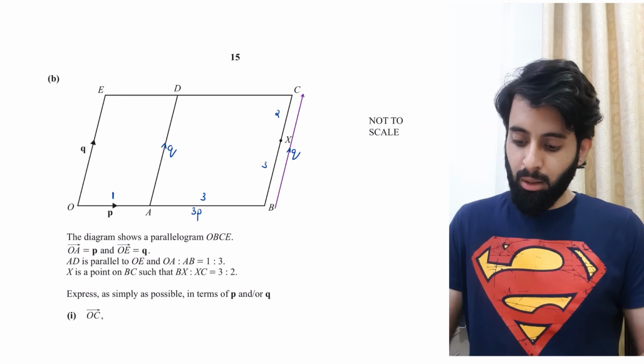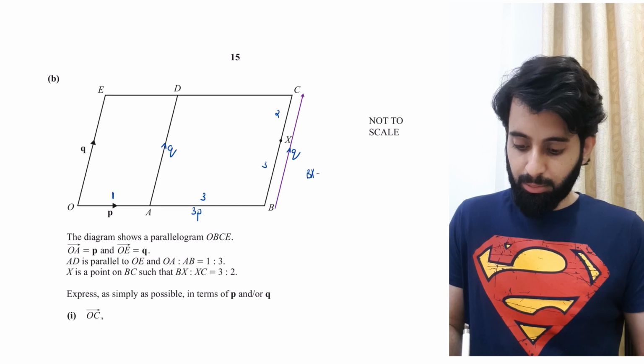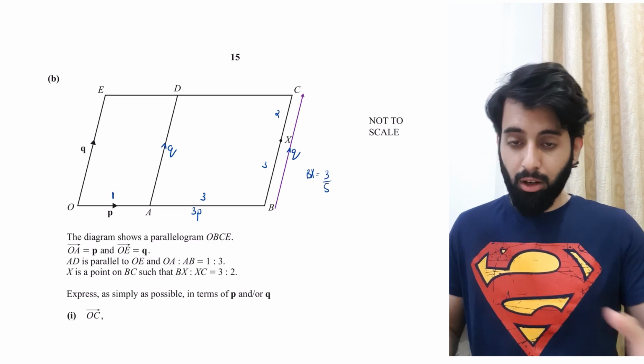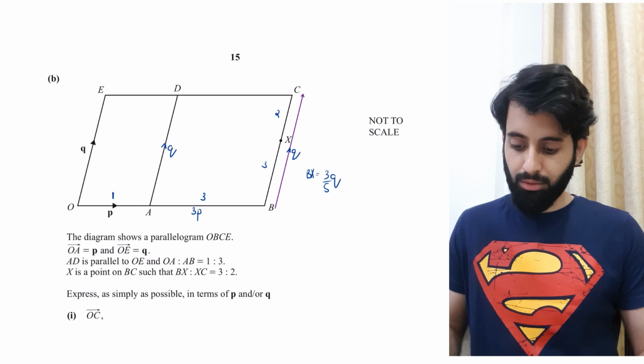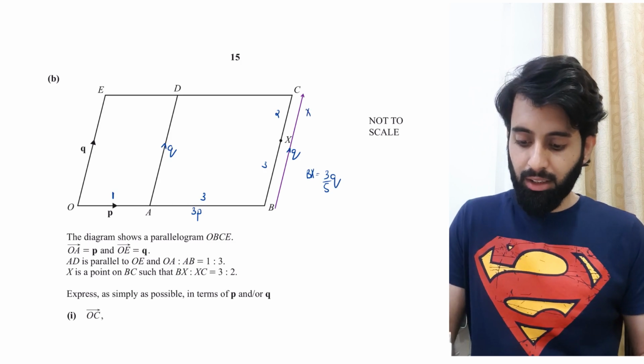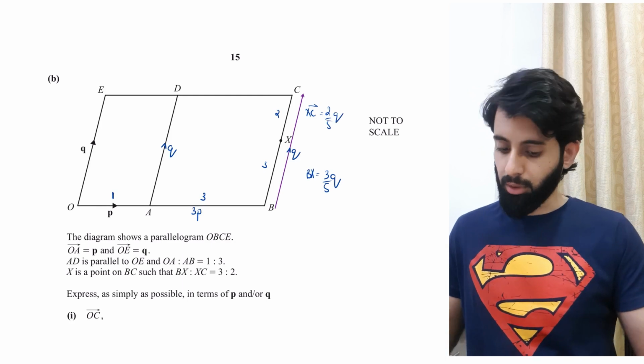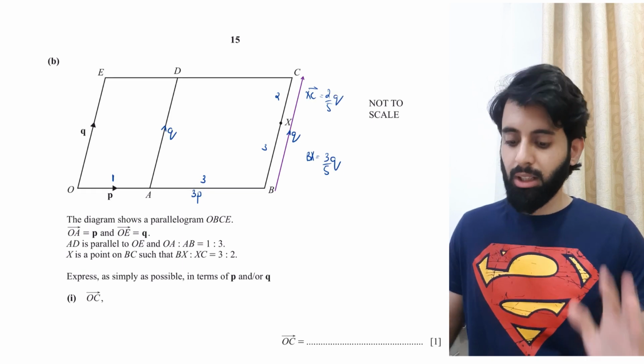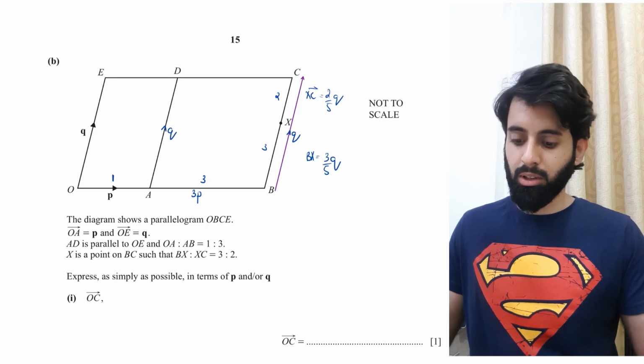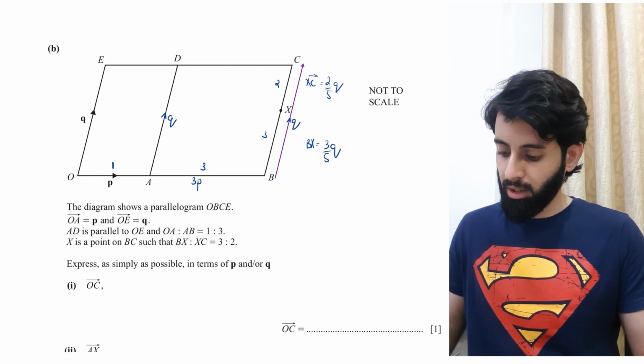So that means BX is going to be equal to 3/5 of the total, which means 3/5 of Q, and XC is going to be equal to 2/5 of the total, which means 2/5 of Q. This is something I always encourage my students to work out immediately because it's going to save you some time.